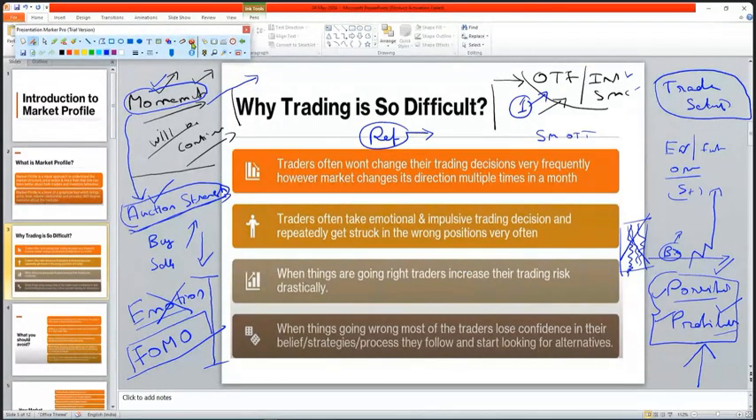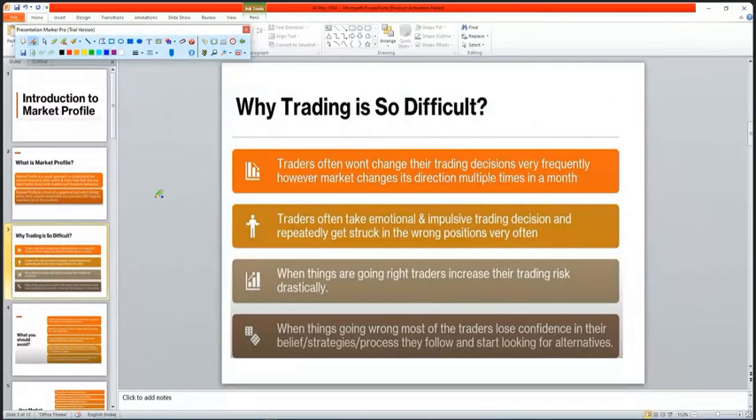So what to do? Prepare the context with the help of market profile. Then the emotions will become normal and the trading decisions will be correct. So they will not get stuck repeatedly.